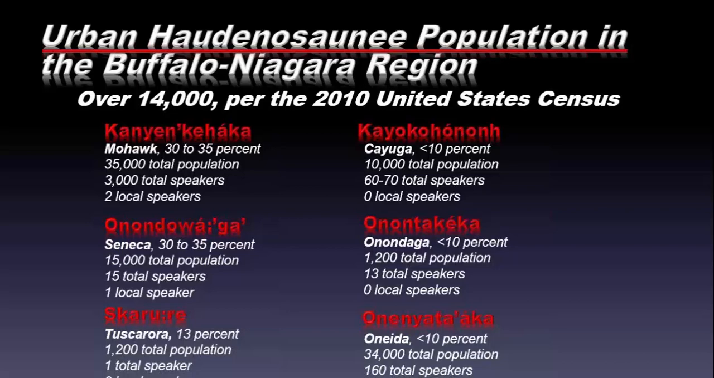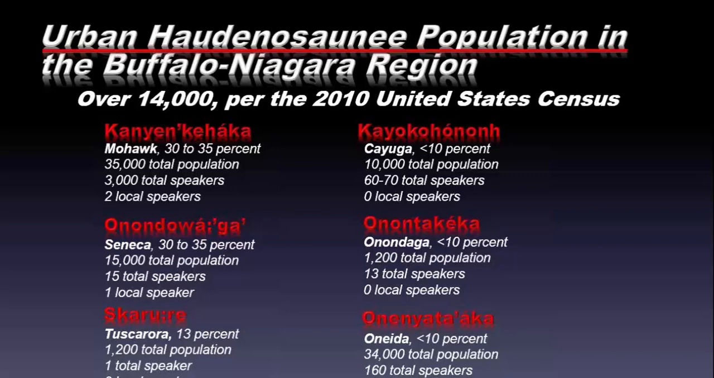But we found that the Mohawks here in Buffalo and Niagara Falls were about 30 to 35%. The next largest one, well, the Senecas, this is actually their territory where we're in, were also around 30 to 35%. And then Tuscarora, because there's a community close by, with 13%. And then the other three nations, Cayuga, Onondaga, and Oneida, were all less than 10%. But as you can see by the numbers, the Mohawks, having a 35,000 total population estimation, still had over 3,000 speakers.